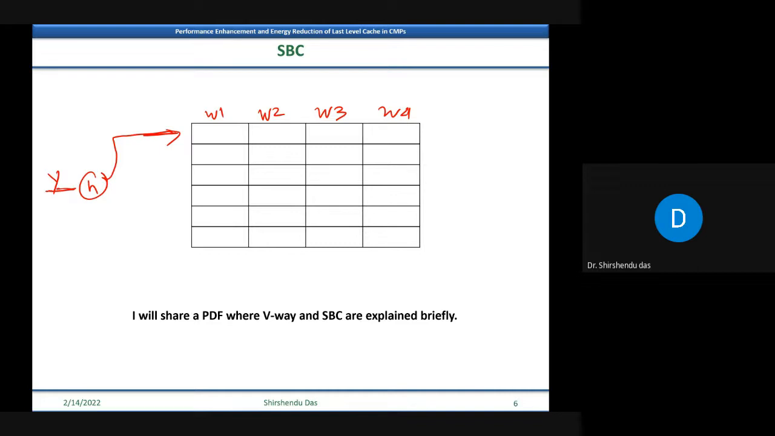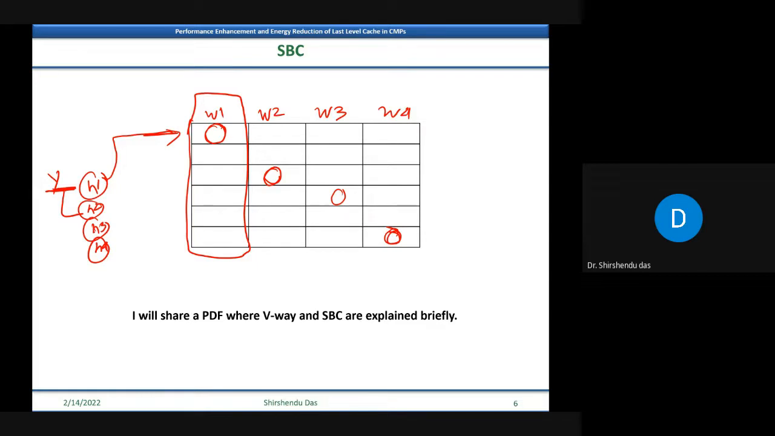In skew associative cache, you will have four hash functions, h1, h2, h3, and h4, one for each way. Now if we apply h1 for y, then maybe it maps here, suppose. If you apply h2 for way 2, then maybe it maps here, and for h3 maybe here, and h4 maybe here. So it means that block y is not going to a particular set every time. If you want to place it in the first column, that is way 1, then you apply the hash function h1.